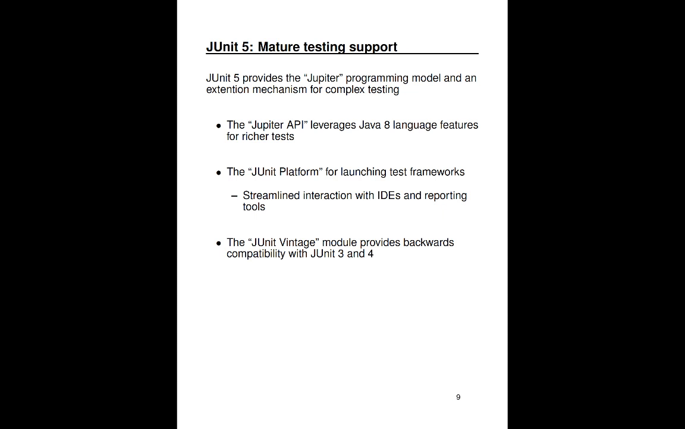So the Jupiter API, which we'll be exploring in the next couple of slides, leverages Java 8 language features so you can have richer tests, and also just fixes a couple of things that have been awkward in JUnit over the years. And that's what you interact most with in JUnit 5. But it's also important to understand that JUnit 5 also includes something called the JUnit Platform, which makes the interaction with tools like IDEs that launch test frameworks very explicit. And then again, it contains a bunch of modules and APIs and tools for making sure that your JUnit 3 and JUnit 4 tests still do what you expect them to, even though they're running on a completely new engine.